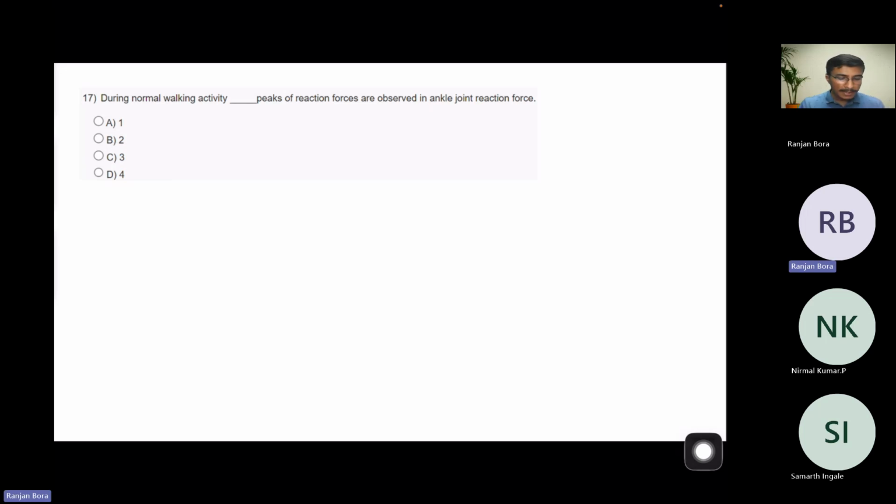And during normal walking activity, how many peaks of reaction forces are observed in the hip joint?